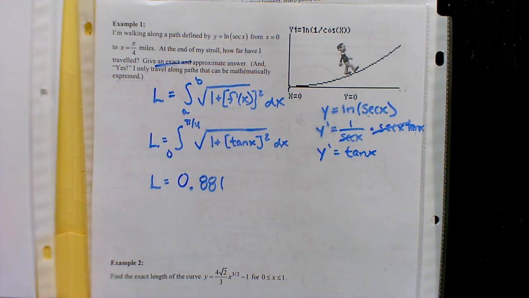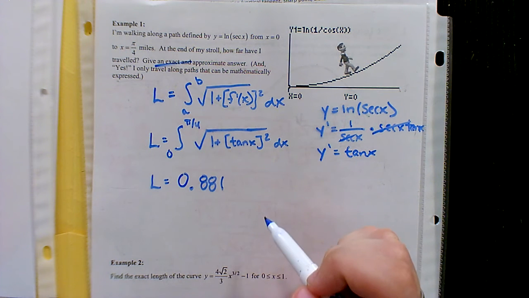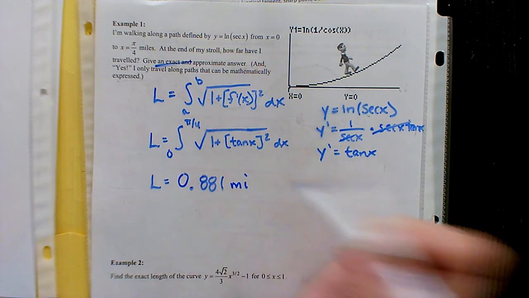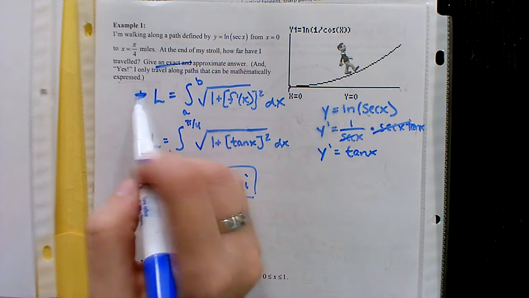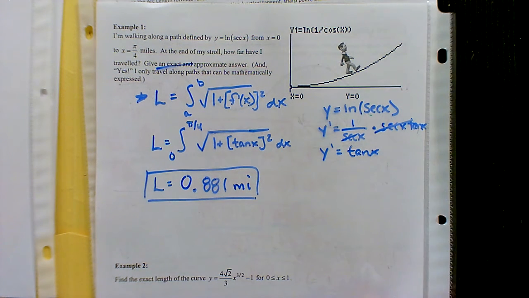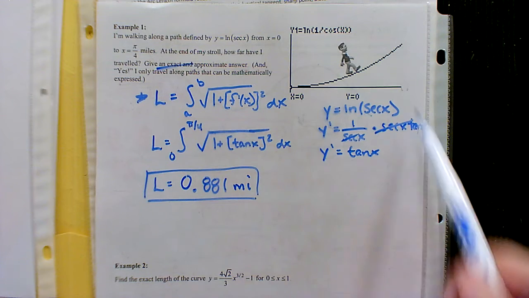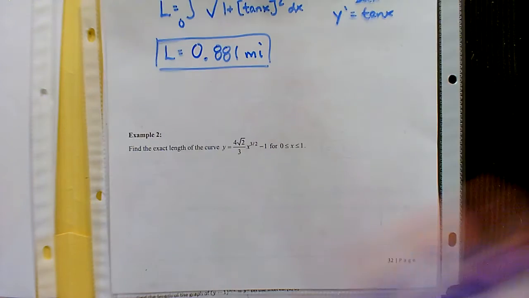.881 units. Do we know the units? Miles. Okay. We doing okay? All right. It all boils down. You just got to know the formula and then how to plug things in. Nothing too tricky. It could get tricky when finding the derivative, but we're pros at that because we did it last year.